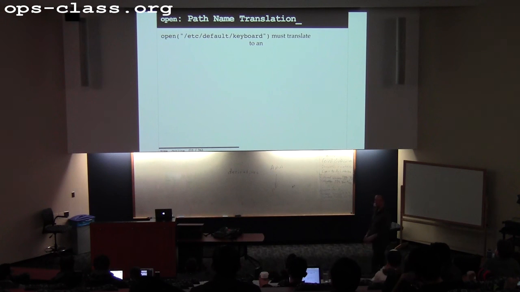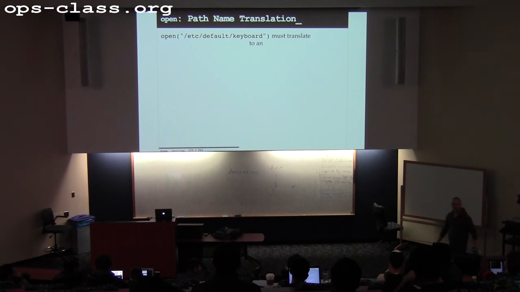So let's talk about how we actually do this. Now you guys have all the information that you need to understand how we do path name translation. So when you open a file, you pass in a path. What does the file system have to do? There's a translation step that's involved here.